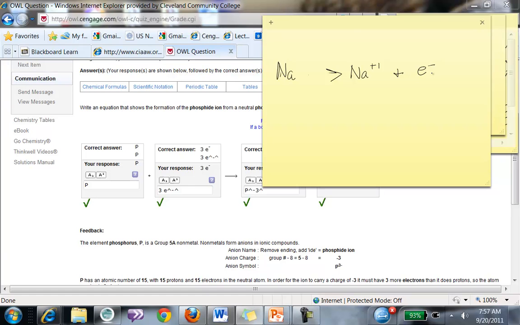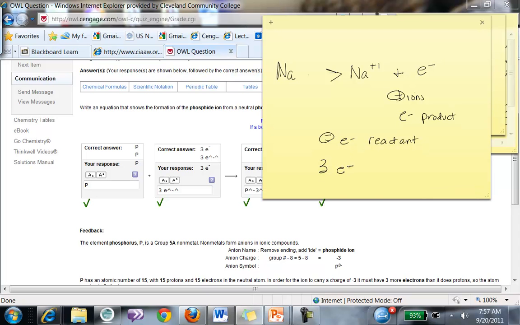So for positive ions, the electrons are on the product side, and for negative ions, the electrons will be on the reactant side of the equation. And you need to actually say 3 electrons, not an electron with a -3 charge. That's incorrect. If you need 3 charges, it's going to be 3 separate electrons.